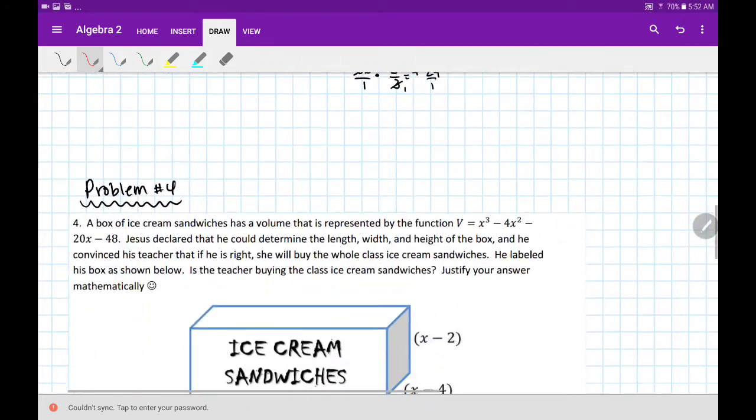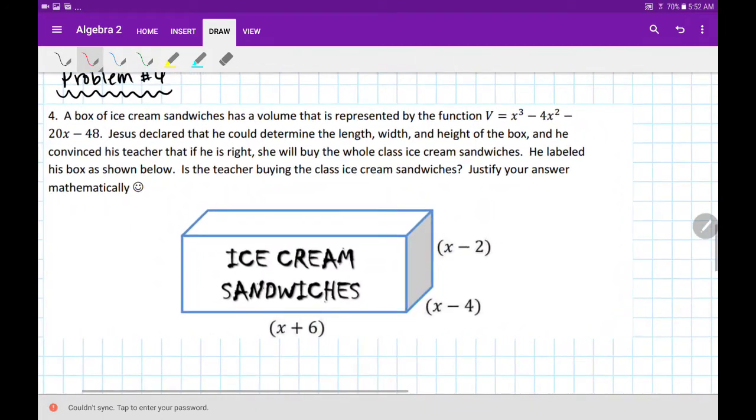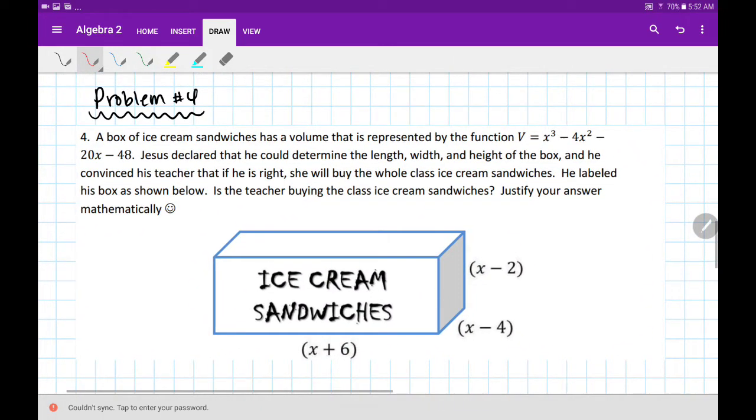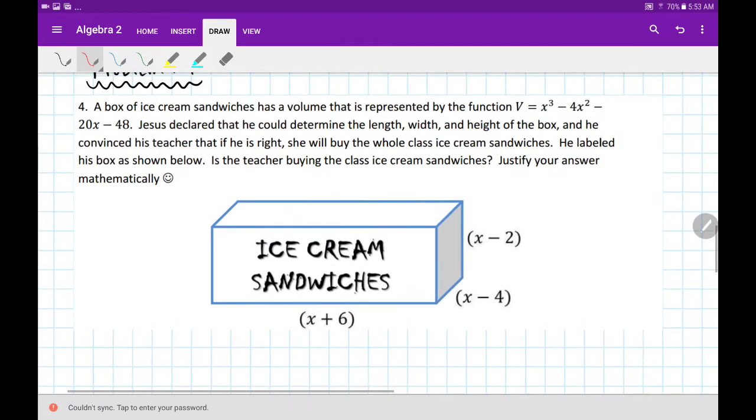All right, last problem. Number 4. So, you just finished watching Miss Gleason's video on the notes. And so you know that there's 2 ways that we can do this problem.